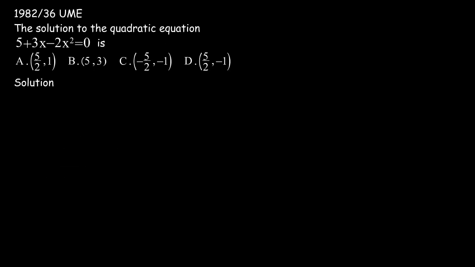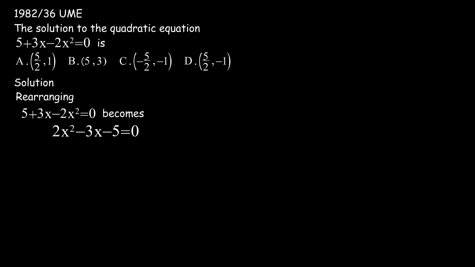We have another question from UME 1982, and it states that the solution to the quadratic equation 5 plus 3s minus 2s squared is equal to 0 is, and we're given the options. Now our very first step is to rearrange our question to fit the general quadratic form. So rearranging 5 plus 3s minus 2s squared equals 0 becomes 2s squared minus 3s minus 5 equals 0.